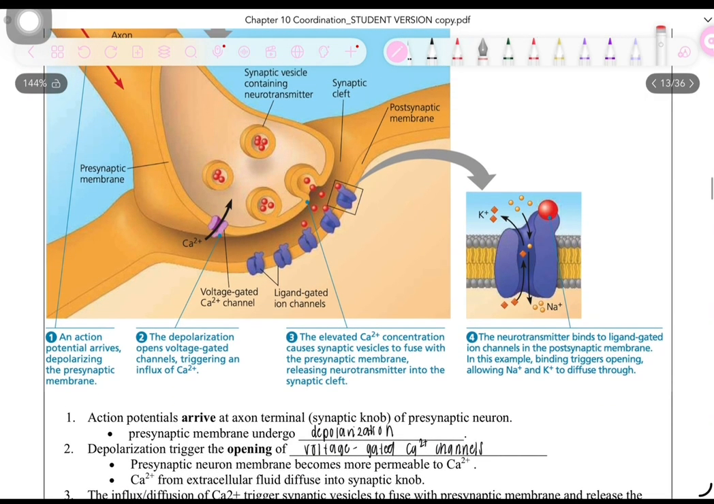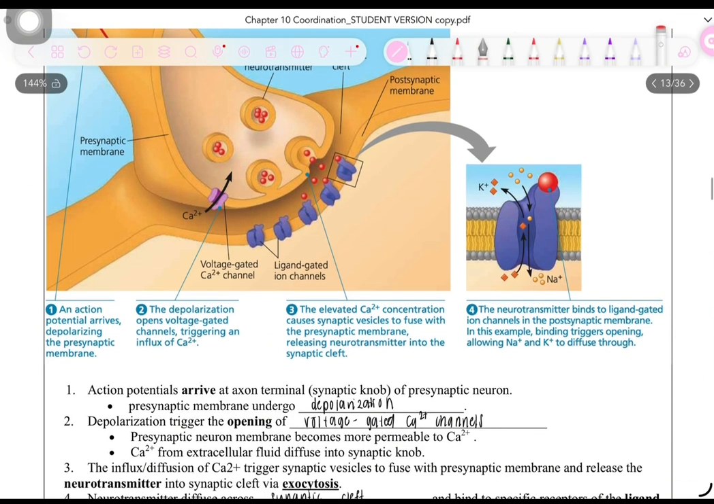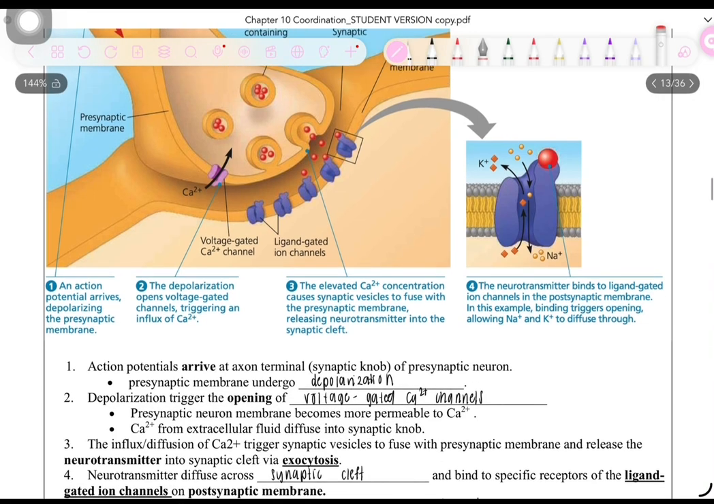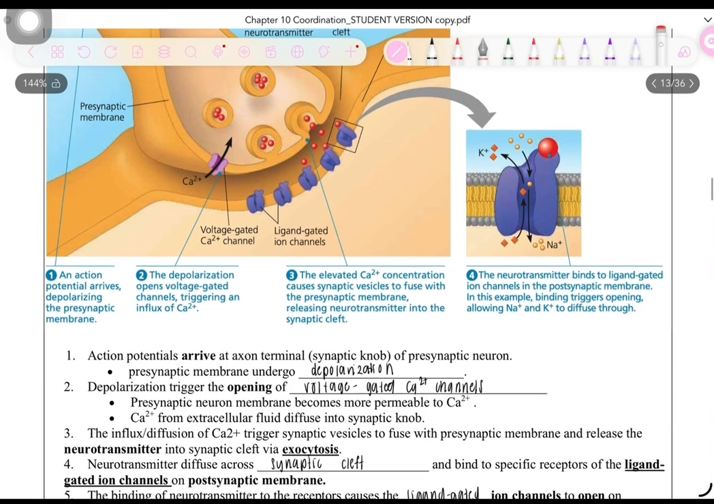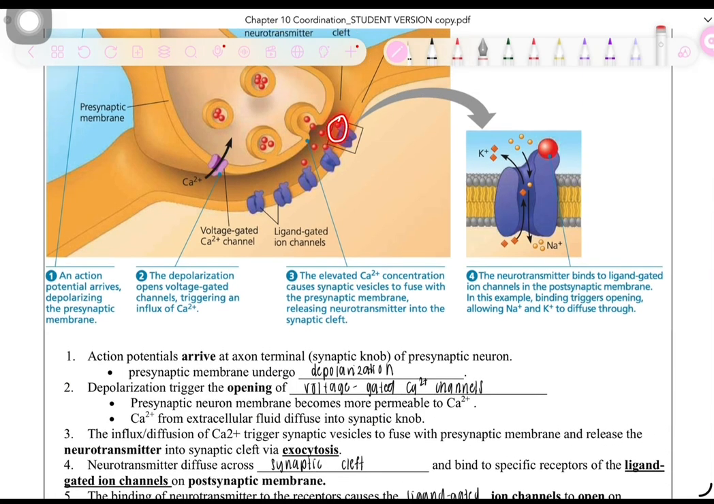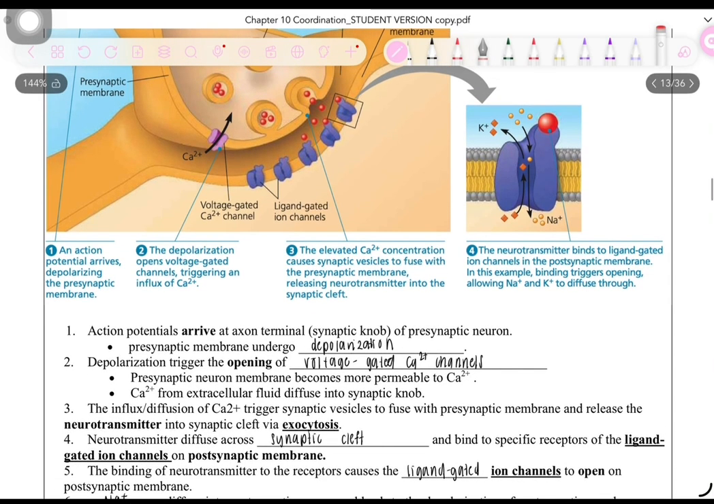When there is an influx of Ca2+ in here, it will trigger the synaptic vesicle to fuse with the presynaptic membrane and release the neurotransmitter into the synaptic cleft via exocytosis. Exocytosis is where it just dumps out the contents. As you can see here, the neurotransmitter is now across the synaptic cleft. Then it will bind to the specific receptor, which is the ligand-gated ion channel. This binding will cause the ligand-gated ion channels to open on the postsynaptic membrane.